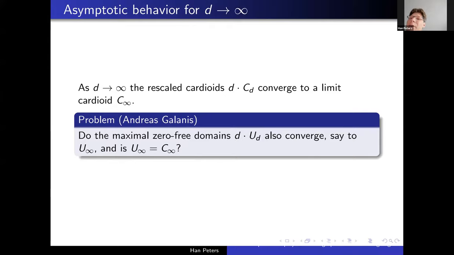So here's a question of Andreas. Do these maximal zero free domains, if you use the same rescaling, so D times U_D is contained in D times C_D, does this converge to some set U infinity? And is this set U infinity equal to C infinity, or is it smaller? So this is the question we answer in our current paper.